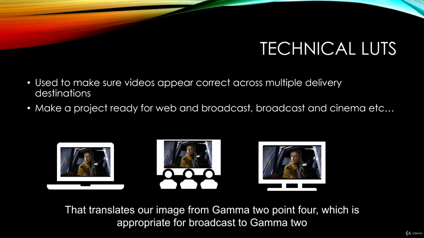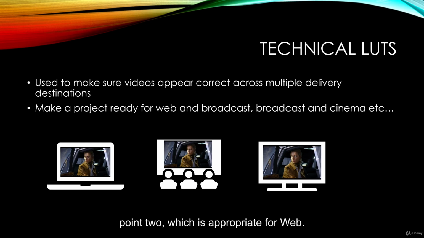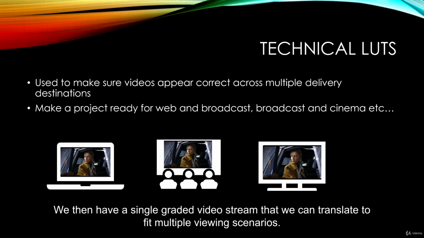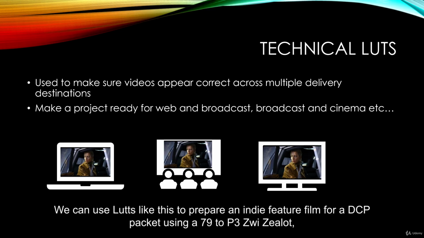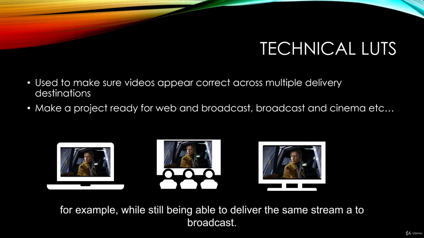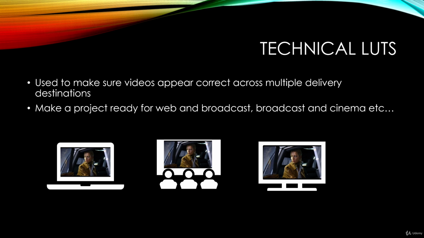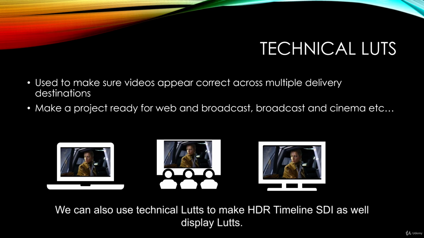After that, we can apply a LUT that translates our image from gamma 2.4, which is appropriate for broadcast, to gamma 2.2, which is appropriate for web. We then have a single graded video stream that we can translate to fit multiple viewing scenarios. We can use LUTs like this to prepare an indie feature film for a DCP packet using a Rec. 709 to P3 XYZ LUT, for example, while still being able to deliver the same stream, sans LUT, to broadcast. We can also use technical LUTs to make a HDR timeline SDR as well.